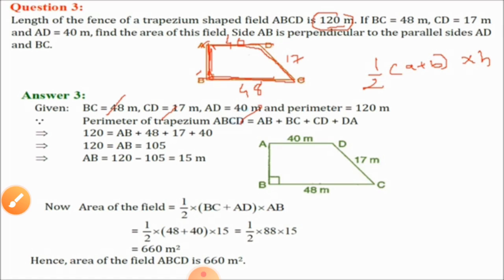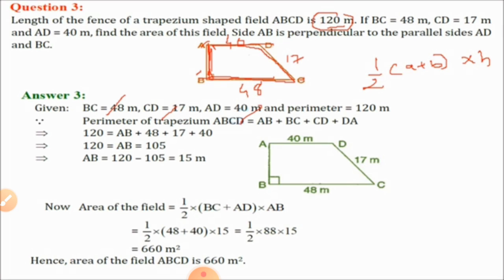Use this one: BC plus AD into AB. Is it? Yes, my dear student. Now you have the perpendicular line AB, which is 15. The last answer is 660 meter square. So here you have completed one more step, that you found the perpendicular, or altitude, of the parallel lines. I hope you have cleared your doubts, but you need more practice on simplification.